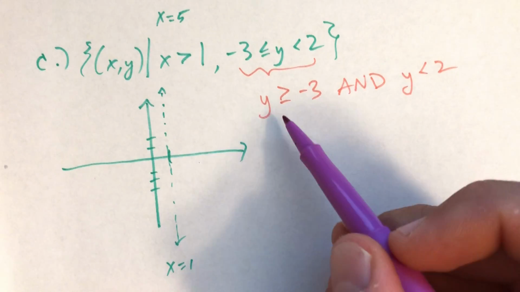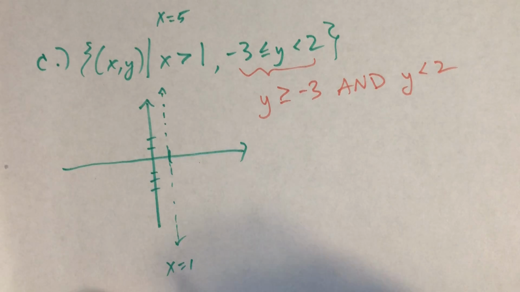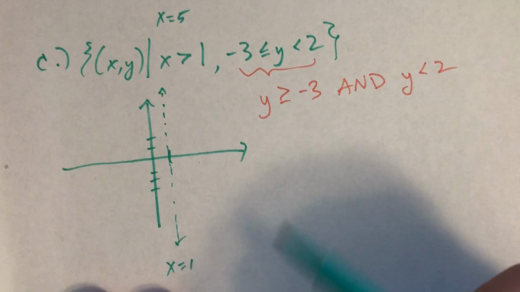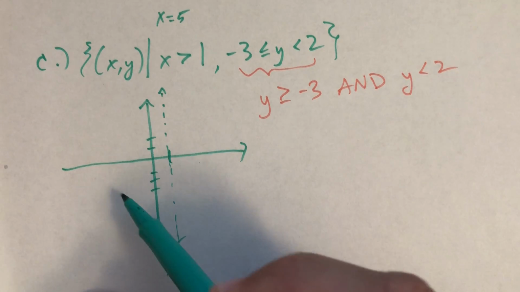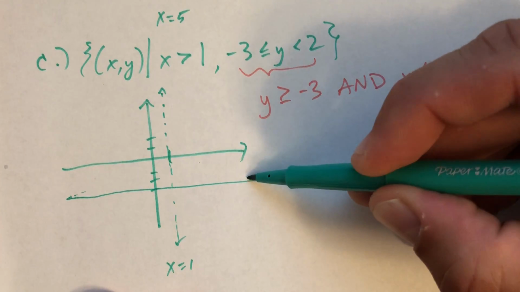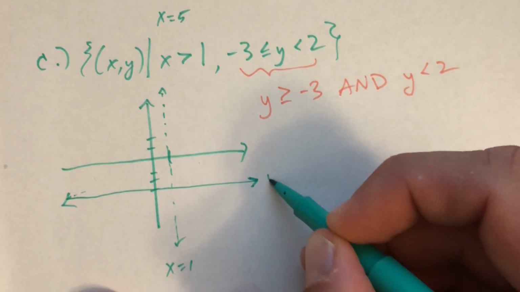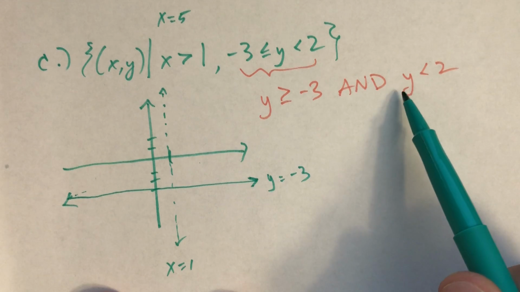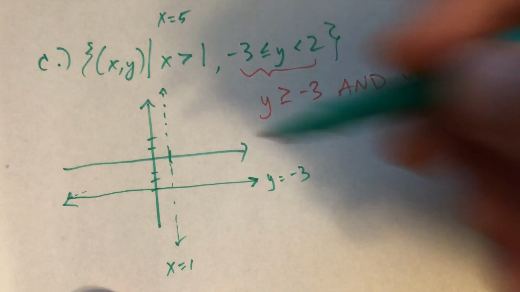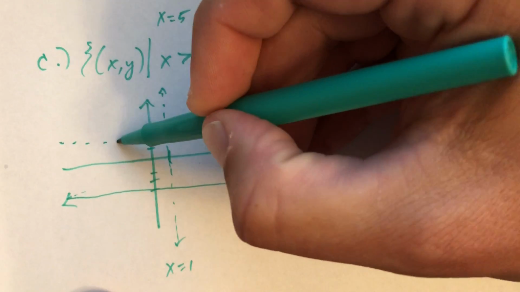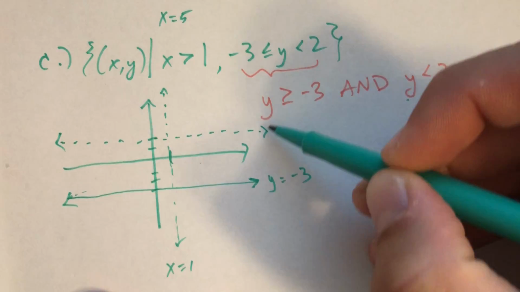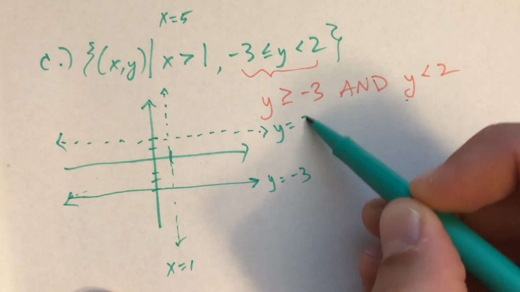Okay, so y bigger than or equal to -3, so 1, 2, 3, that's negative. And it could be equal. So we're going to have a solid line there. Let's see if I can draw a straight line at this angle. Beautiful. So that's y equals -3. And then we want it to be less than y equals 2. So y equals 2, we're going to have a dashed line at this one. That's all right. Okay. And that's the line y equals 2.